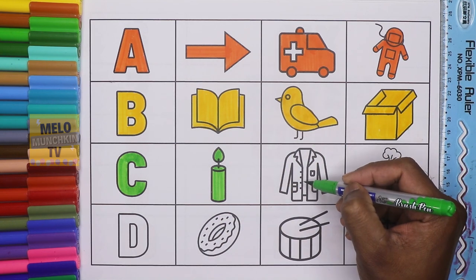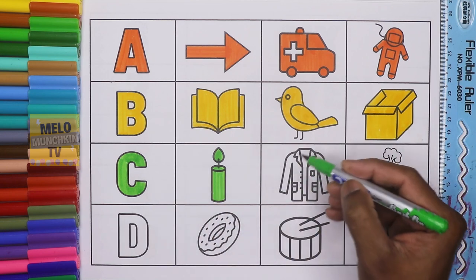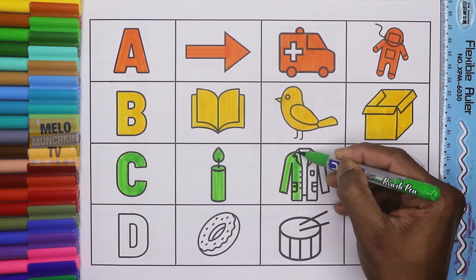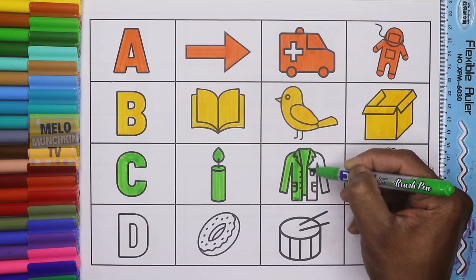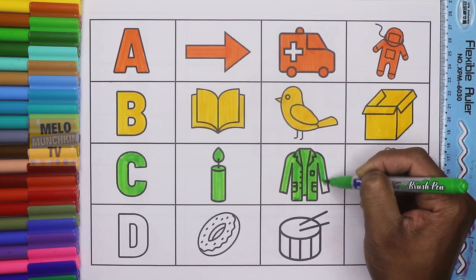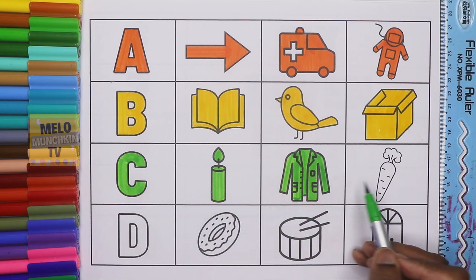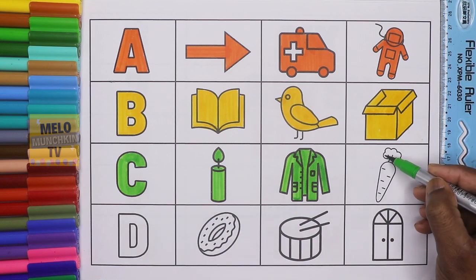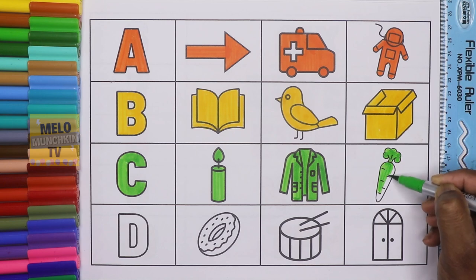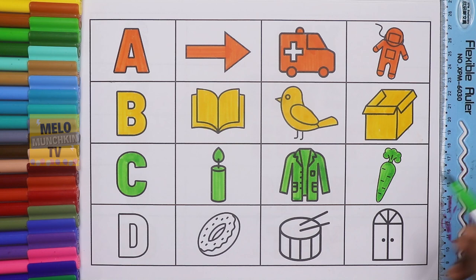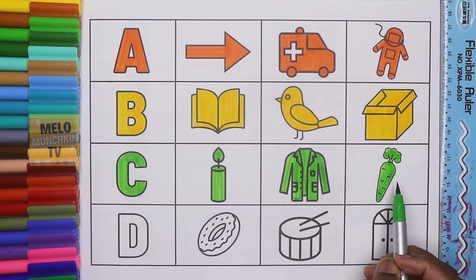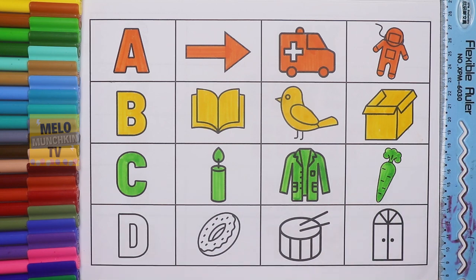Next, this is coat, C for coat. And finally, this one is carrot. C for carrot. Okay, so let's repeat once again. C, C for candle, C for coat, C for carrot.